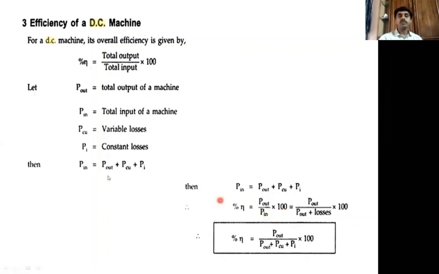So we have seen the input is equal to output plus copper loss plus constant loss. Therefore, output by input into 100 is equal to output by output plus losses. Therefore, the efficiency is equal to output by output plus copper loss plus constant loss into 100.